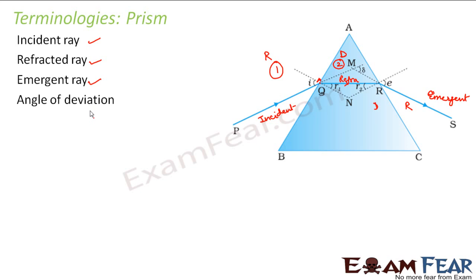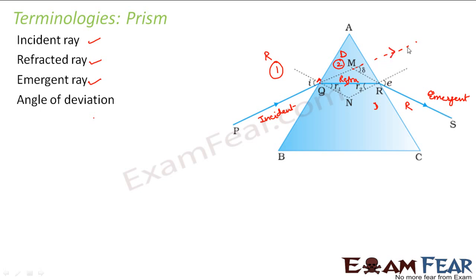Similarly, we have something called angle of deviation. What is angle of deviation? Angle of deviation is that angle by which the incident ray gets deviated because of the prism. Let us suppose there had been no prism. In that case, what would have been the direction of the incident ray? The incident ray would have gone straight like this, right? If there were no prism. Now since the prism is there, what is the direction of the ray which is coming out of the prism? The ray is this one.